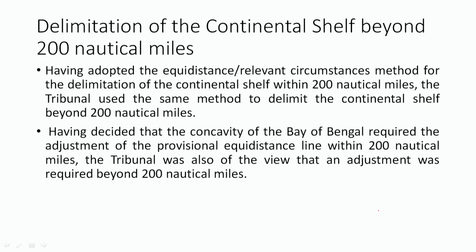Then there is delimitation of the continental shelf beyond 200 nautical miles. Having adopted the equidistance relevant circumstances method for the delimitation of the continental shelf within 200 nautical miles, the tribunal used the same method to delimit the continental shelf beyond 200 nautical miles. So the continental shelf area is the area down the sea waters and it extends up till the first bend of the land mass that is beneath the water.